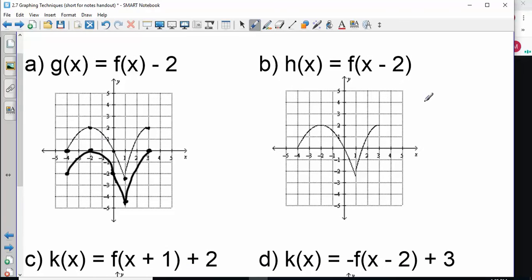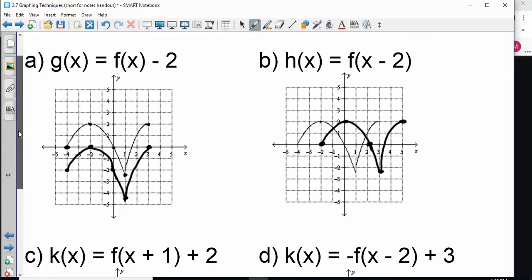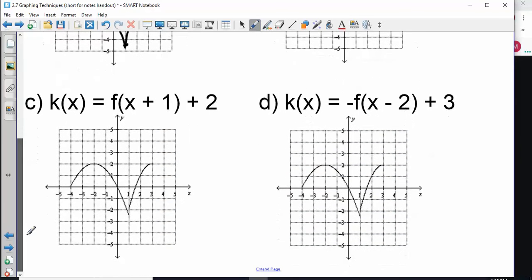What does B do? So every point goes right. Okay. What's C doing? Left 1, up 2. Good. So, 2 transformations, left and up.